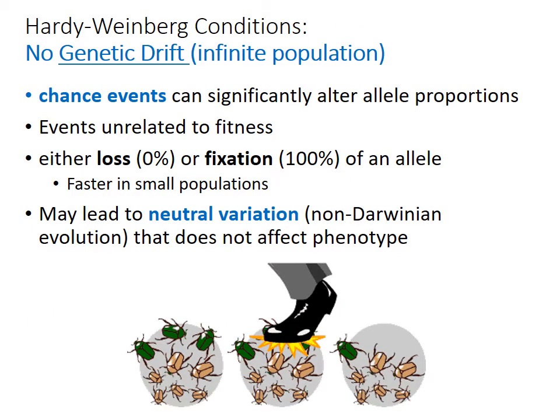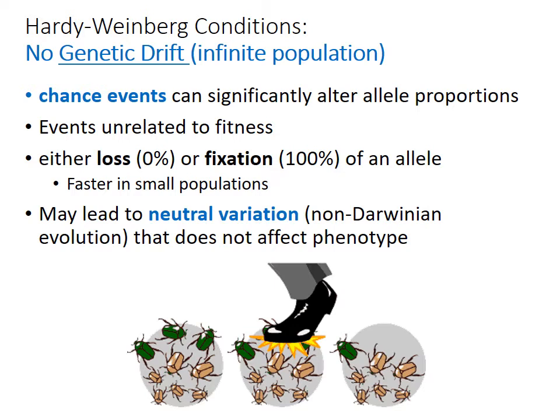So the Hardy-Weinberg conditions also say there can be no genetic drift, or that populations need to be infinitely large. First of all, can a population be infinitely large? Not really. And then genetic drift is chance events that can alter allele proportions. These events are unrelated to fitness. Fitness in biology is a measure of reproductive success. So this is saying that these events are not related to reproductive success. They're just chance or random events.